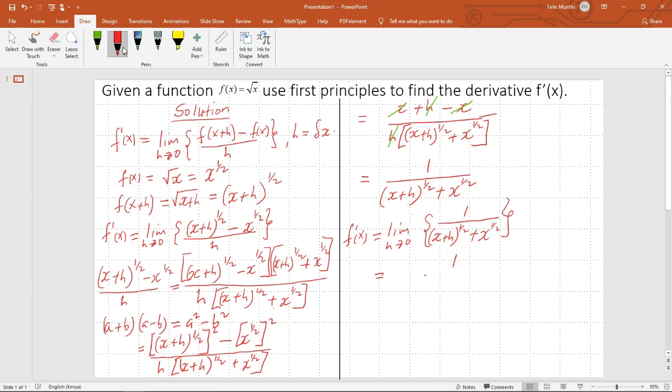So this is going to be equal to 1 all over x plus 0 power half plus x power half. This is going to be given by 1 all over 2x power half, which is the same as 1 all over 2 root x, and that becomes our final answer.